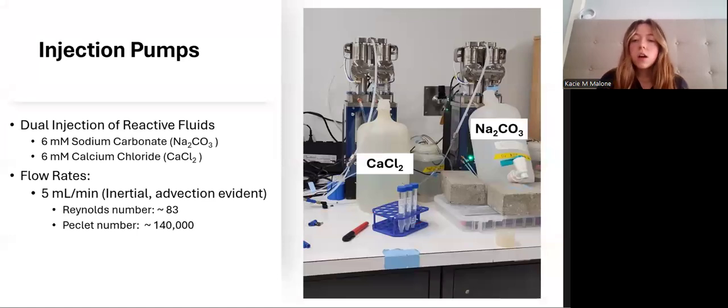So for this project, we were targeting the precipitation of calcium carbonate and therefore chose a dual injection of two different diluted concentrations, one being 6 millimolar of sodium carbonate and the other being 6 millimolar of calcium chloride. Flow rate was chosen based upon calculations of Reynolds and Peclet numbers, where traditionally a Reynolds number above 1 is representative of inertial flow and a higher Peclet number corresponds with more advective dominant flows. Therefore, we chose a rate of 5 milliliters per minute to represent an inertial flow regime with advection dominant.